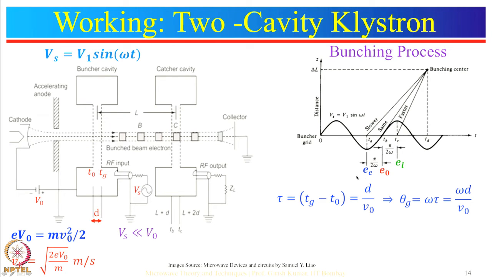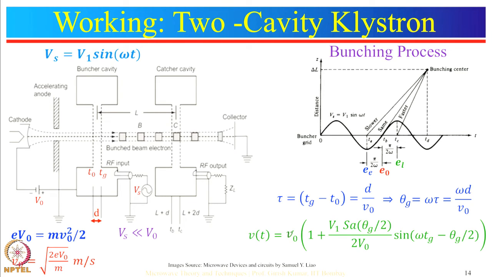And the velocity of these electrons can be calculated by this formula only: V is equal to under root 2eV divided by m, where the voltage V for these electrons will be different. That will be the DC beam voltage V0 plus the voltage across this gap, which will vary for different electrons. So, that velocity can be derived using this formula, and it comes out to be v of t is equal to V0 into 1 plus V1 into sampling function theta g divided by 2 V0 into sin omega t g minus theta g divided by 2. So, this is the modulated velocity of these electrons after they pass through the buncher cavity.